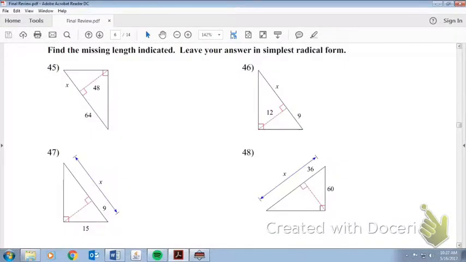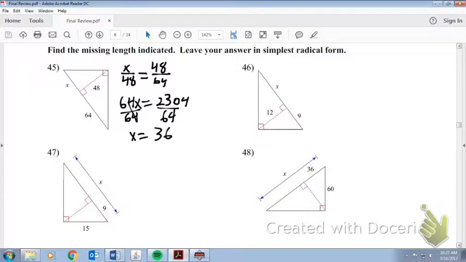So here we have our good friend, the right angle division corollaries. The first one we're looking at is right here, and it says that the altitude is the geometric mean of the two segments. So that means hypotenuse segment 1 over the altitude equals altitude over hypotenuse segment 2. So we get x over 48 equals 48 over 64. Cross multiply. We get 64x equals 2304. Divide both sides by 64, and we get x equals 36.